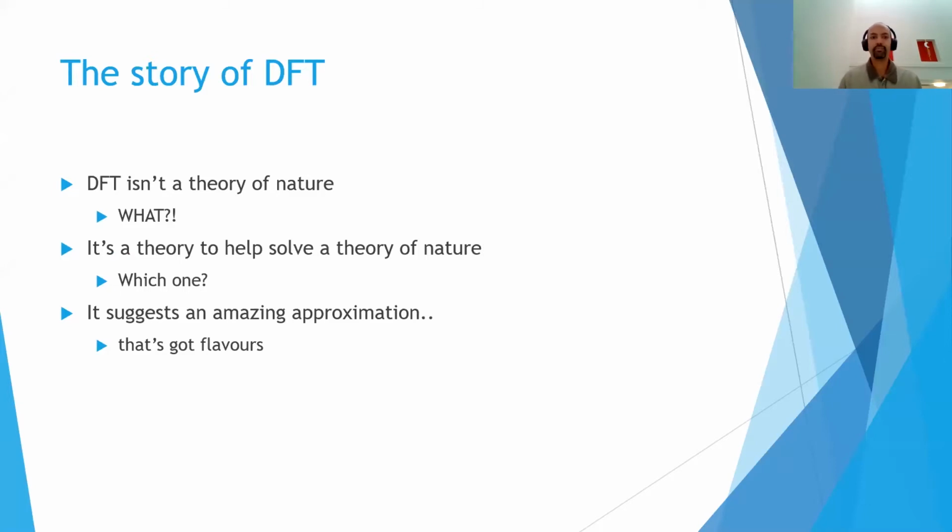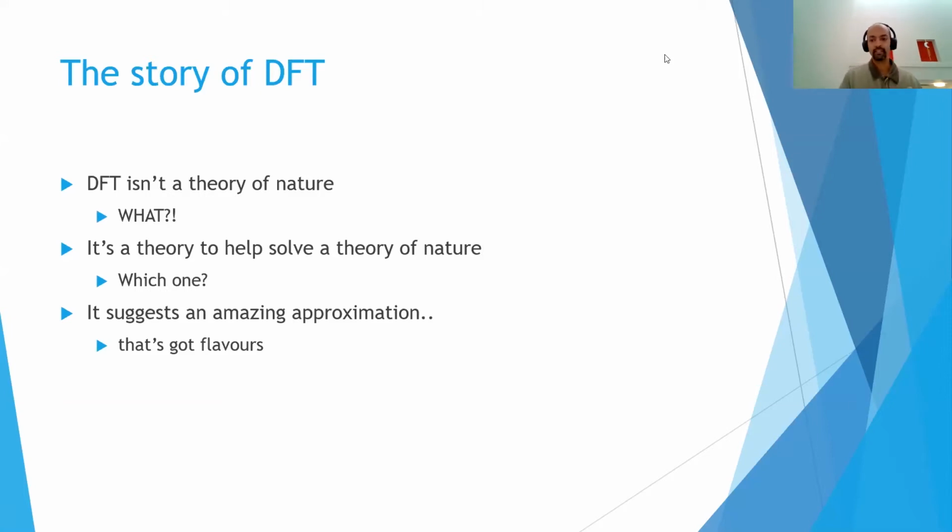Now, can anyone guess what theory of nature DFT is helping to solve? Any thoughts here? When I ask questions, I would appreciate it if you just type your answer in the chat. So I'll just look at the chat. Okay. So the theory of nature that DFT helps in solving is the Schrödinger equation. Thanks. Electron correlation. That's one aspect in DFT, but DFT helps solving the Schrödinger equation.